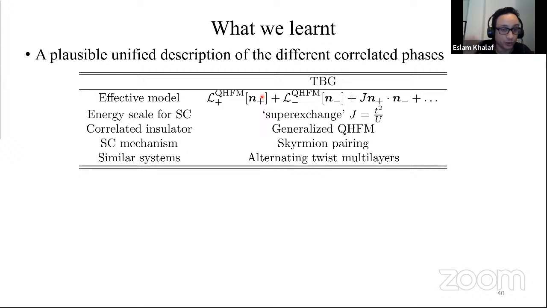The other question is about the energy scale for superconductivity. At least our theory gives us a scale that's very similar to super exchange. It's also given by the dispersion squared divided by the interaction scale.